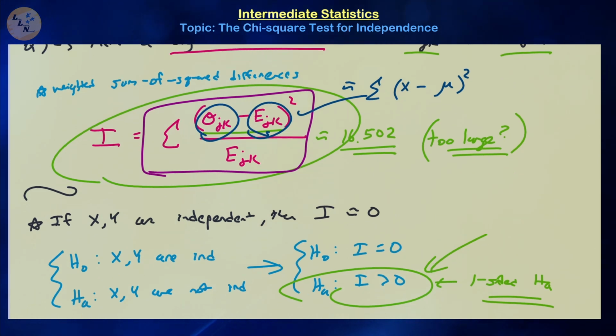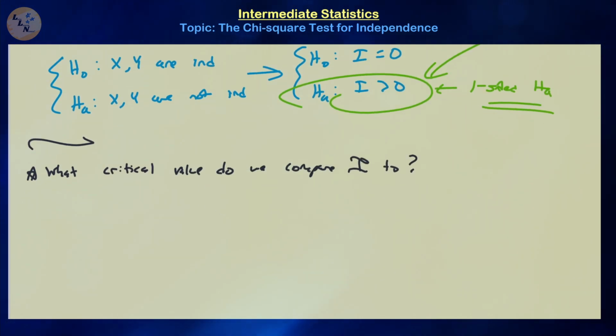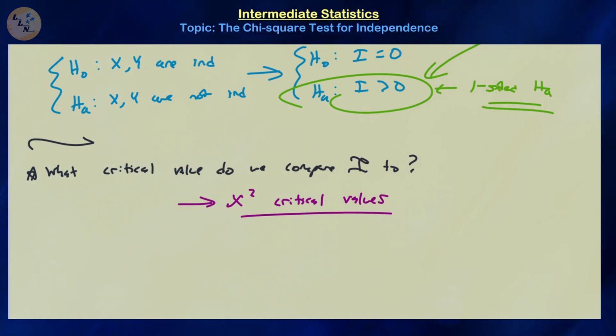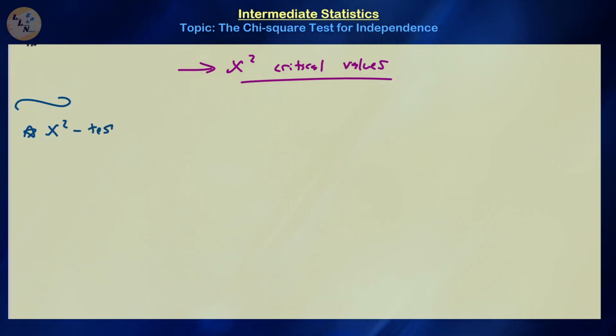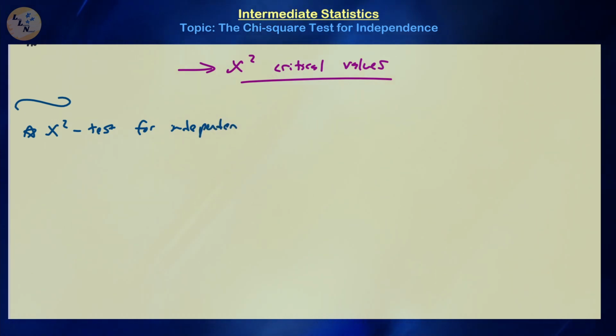So if that's the case, what type of distribution models variance in terms of hypothesis testing? That would be chi-squared critical values. And now you see why the test for independence is called a chi-square test for independence, right? So that gives birth to this test, right? So the chi-squared test for independence.